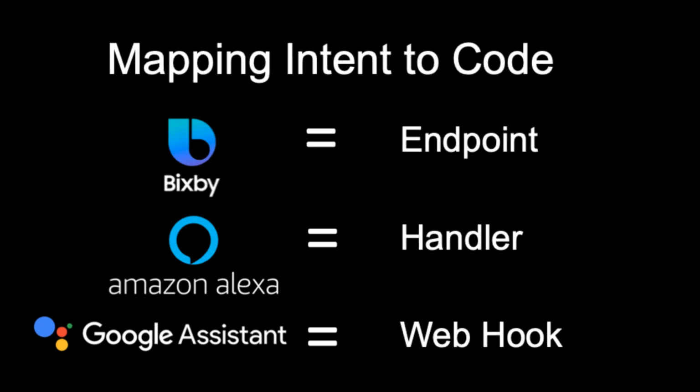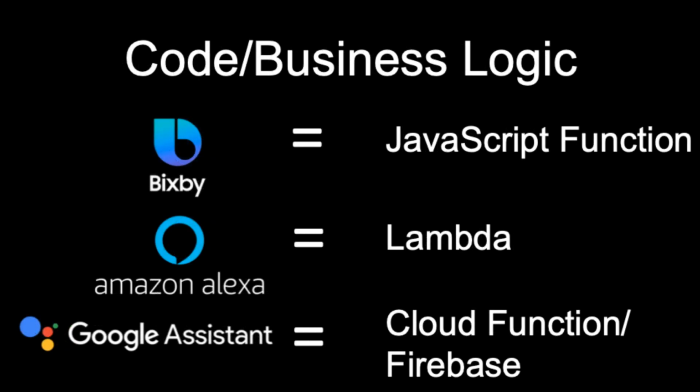How do you map that intent to code? In Bixby, this is called an endpoint. In Alexa, inside your code, you have a handler. And in Google Assistant, you set up a webhook. Your code or your business logic. With Bixby, this is a JavaScript function or a remote endpoint. With Alexa, it's typically a Lambda. And with Google Assistant, you're typically using a cloud function, often in Firebase.